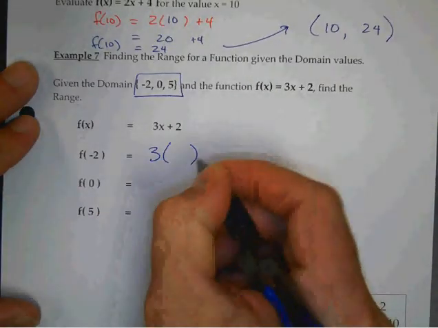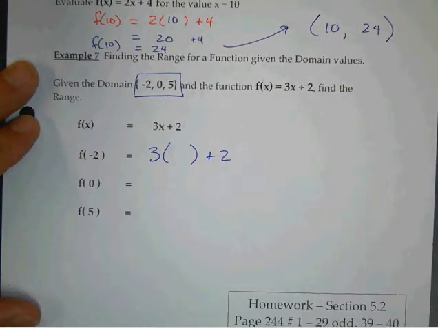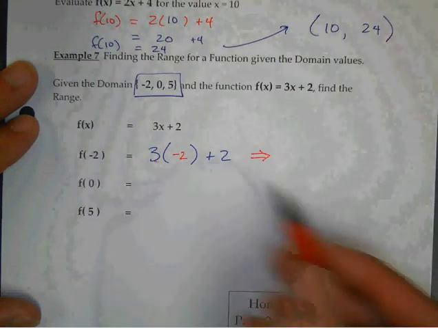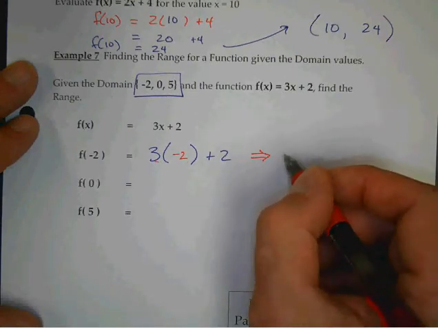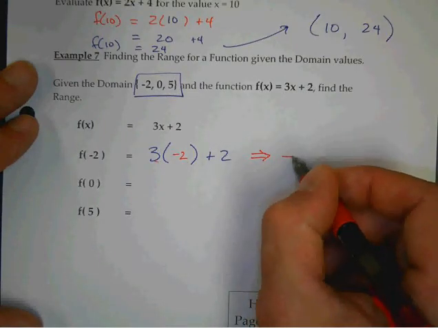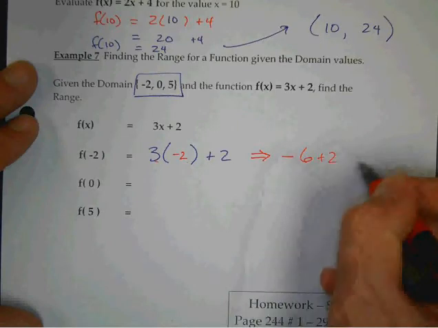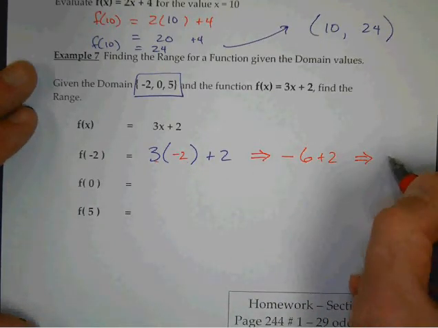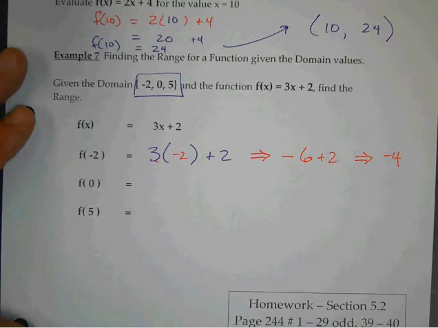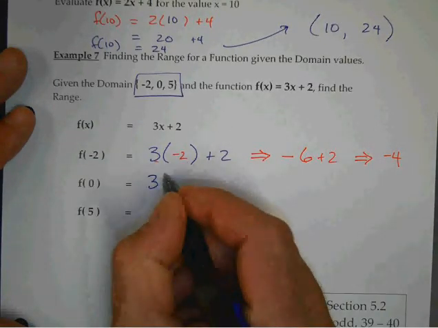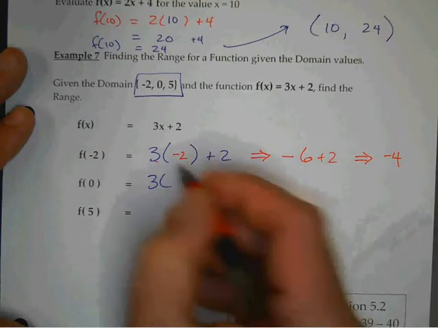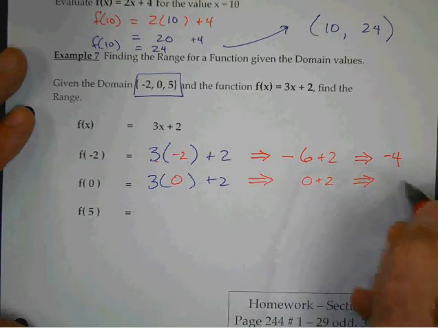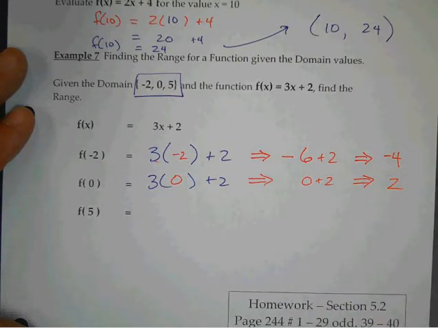3, and you're plugging in a -2. So what do we get here? What's 3 times -2? -6. So what's my output? How much? -4. All right? Next one. 3 times 0. That's 0 plus 2. My output is 2.